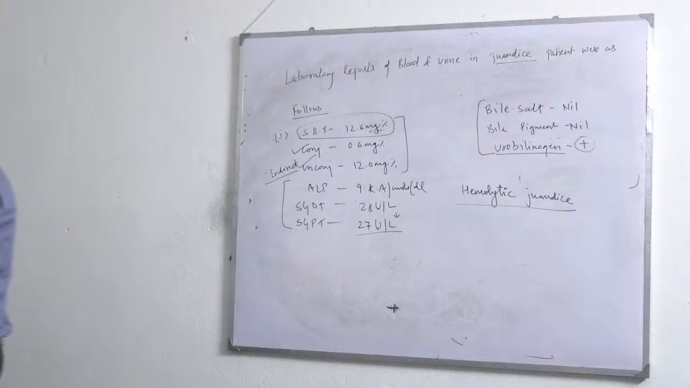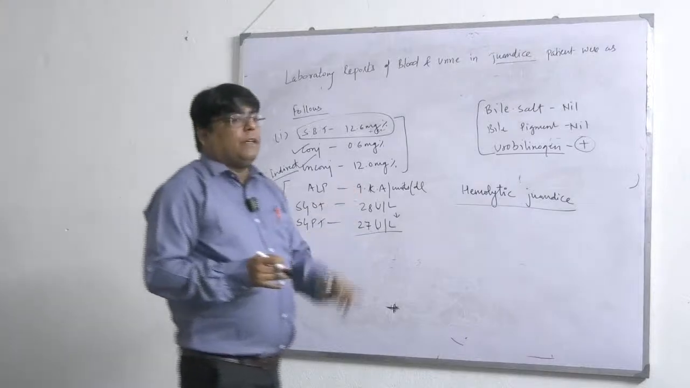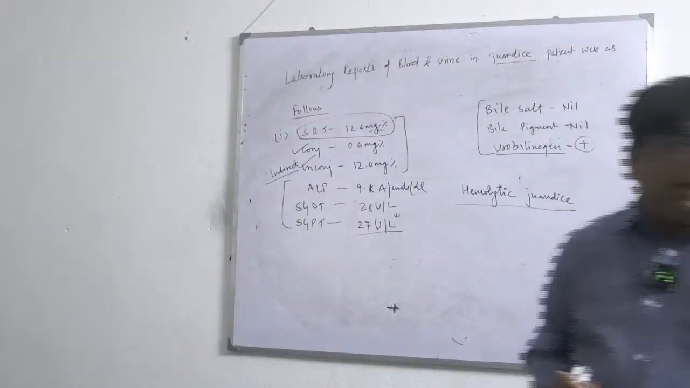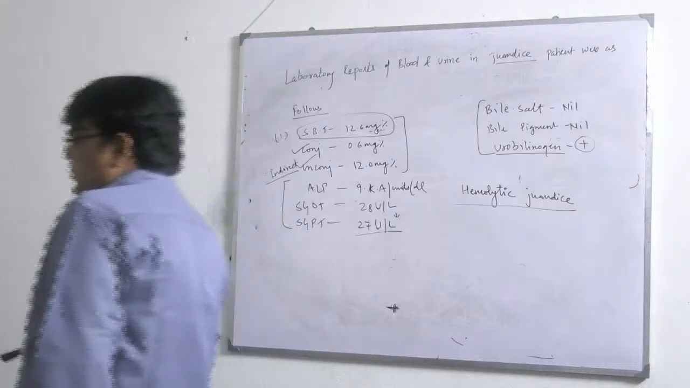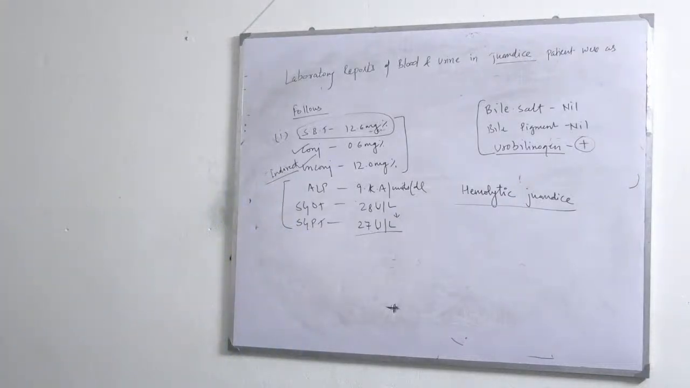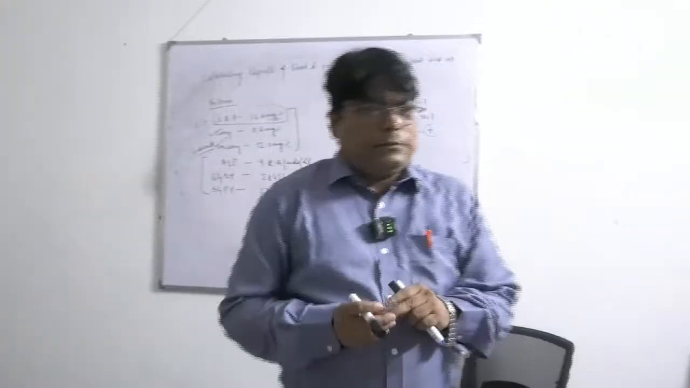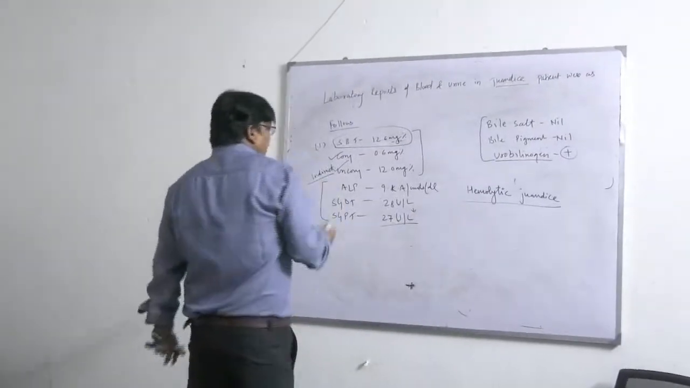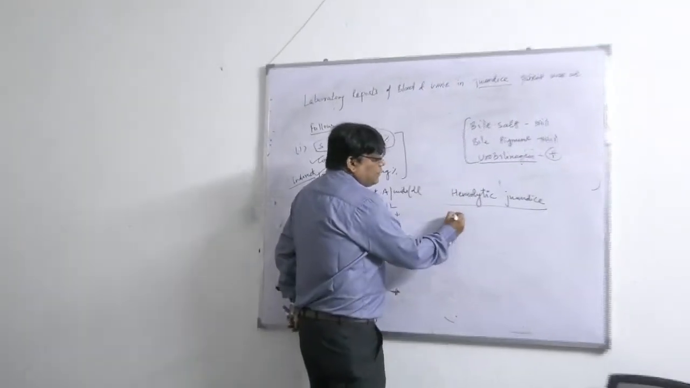Hemolytic jaundice. Pre-hepatic jaundice is a class, and if you want to be more specific about this jaundice, you mention it is hemolytic jaundice. What will you see in hemolytic jaundice? Yes, destruction of RBCs, and the level of the hemoglobin. Now you tell me the symptoms of jaundice.